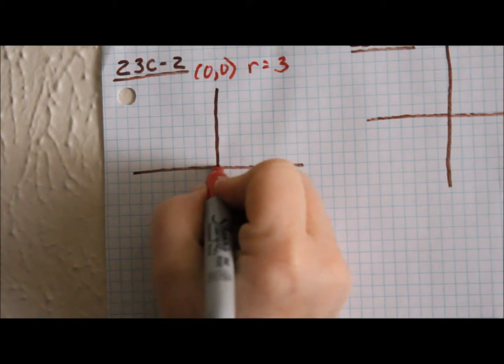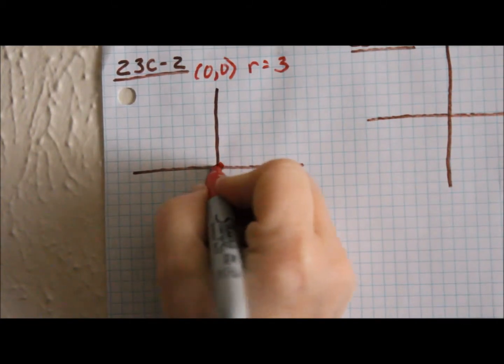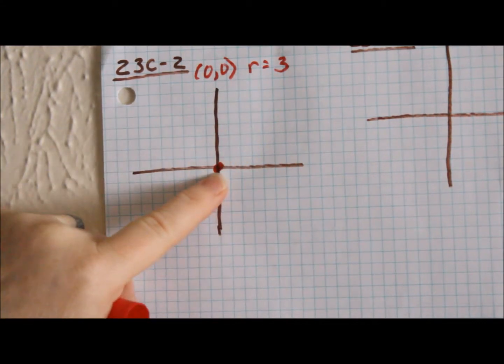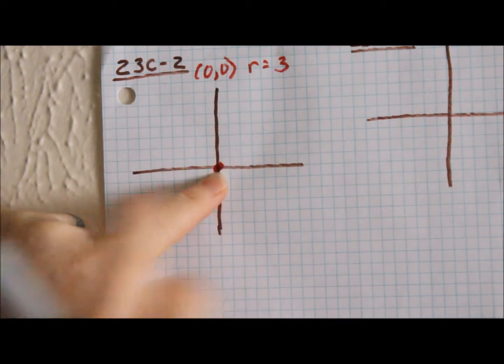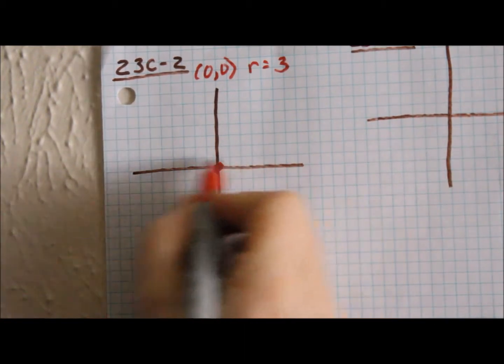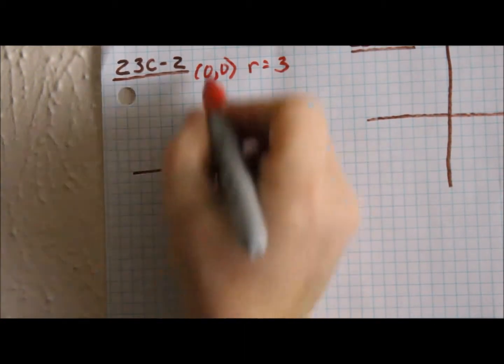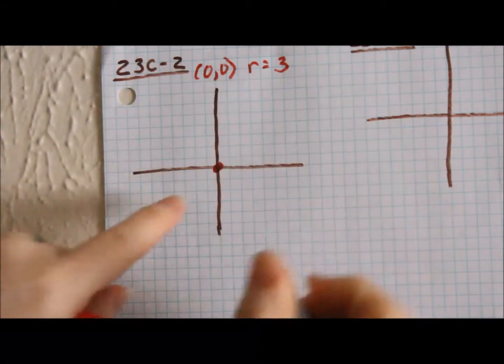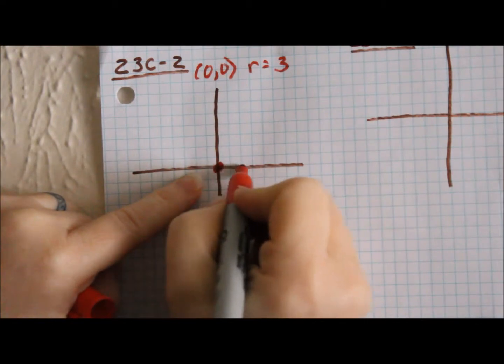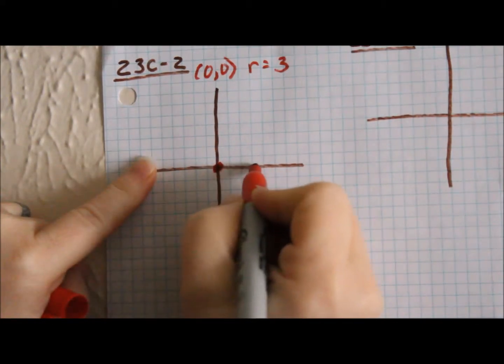So what you do is you plot your center first. Always plot your center first. And then we said the radius is 3. So from your center, wherever your center is, you can count out in all directions. I would usually go out in the horizontal directions and then vertically from your center, count out your radius. So starting here and counting out horizontally to the right 3, 1, 2, 3. That gives me a point there.